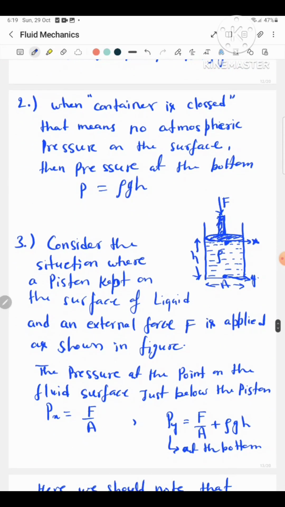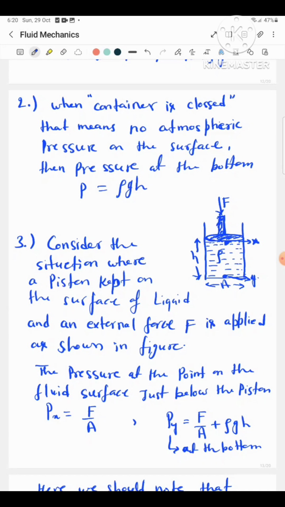Second situation: it is mentioned in the question that the container is closed. It also has a meaning. Container is closed means the surface of the liquid has no contact with the atmosphere. This means here we do not have to take the atmospheric pressure into account.